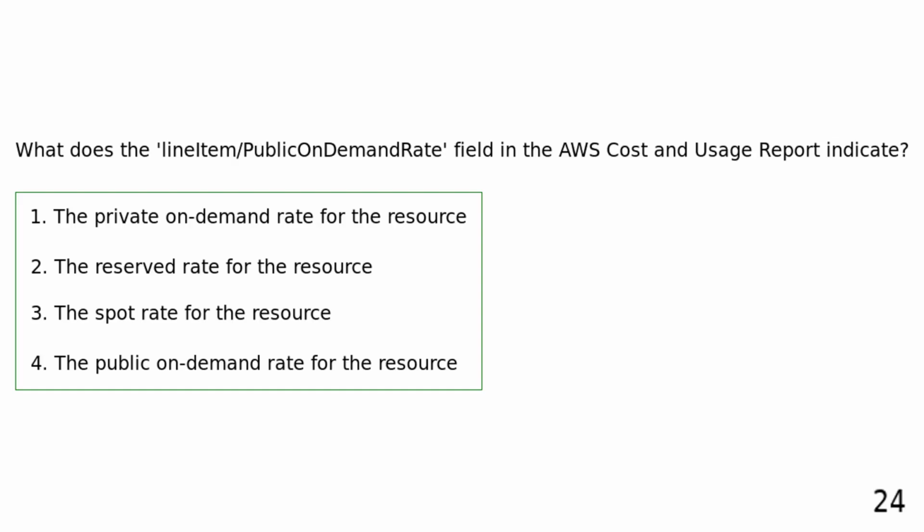What does the line item/public on-demand rate field in the AWS cost and usage report indicate? The private on-demand rate for the resource. The reserved rate for the resource. The spot rate for the resource. The public on-demand rate for the resource.